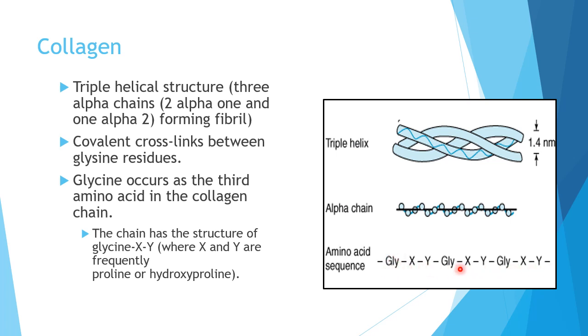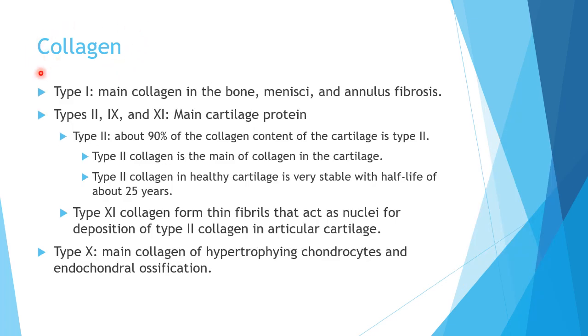So it's glycine-X-Y, and the X and Y are usually proline or hydroxyproline. Now let's talk about types of collagen. This is a very important concept that frequently comes in the exam. The most important point that I want you to remember is type 1 is the main collagen in the bone, type 2 main collagen of the cartilage. Remember this: type 1 main collagen of the bone, type 2 main collagen of the cartilage.